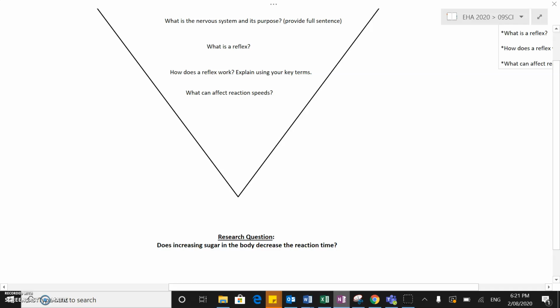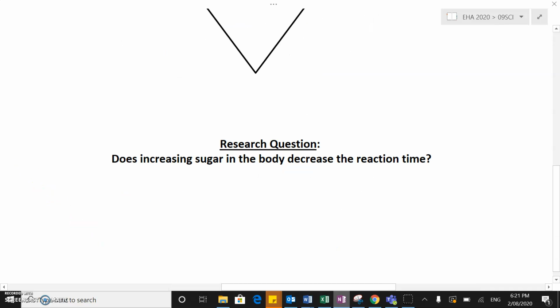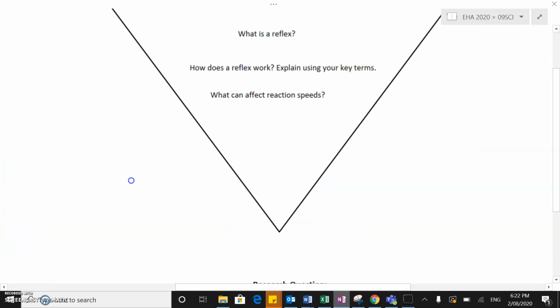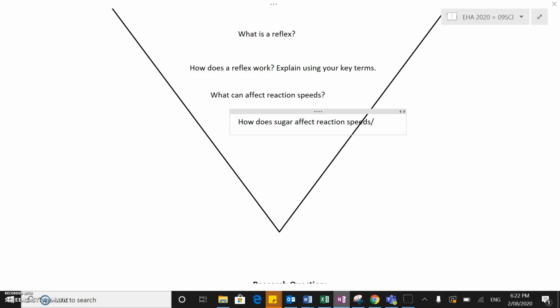The research question below is what I've chosen to change in my investigation. What's my independent variable? It is sugar. So my next little dot point would be potentially how does sugar affect reaction speeds? I'm going to say time as well.